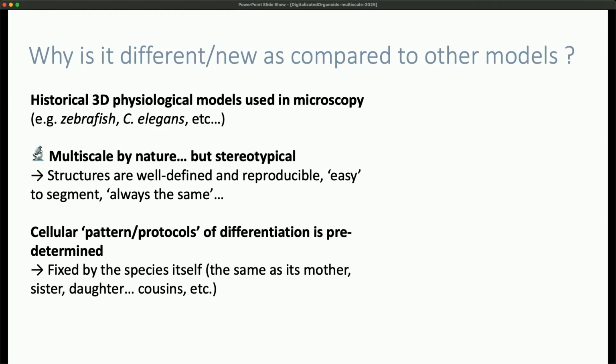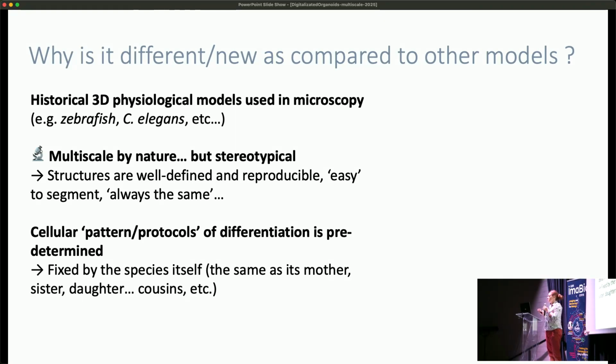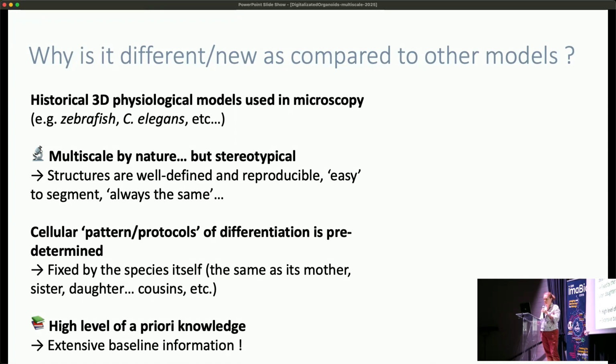And why is it so easy, sorry for that once again, it's because the differentiation protocols or pattern is fixed by the species itself. More or less you put the fish and the fish will deal with the differentiation process, and with these species, it will take care of all the protocol of differentiation and growth factors. So everything will look almost the same between the mother, the sister, the daughter, the cousin, etc. So it's really something that is predetermined by the species.